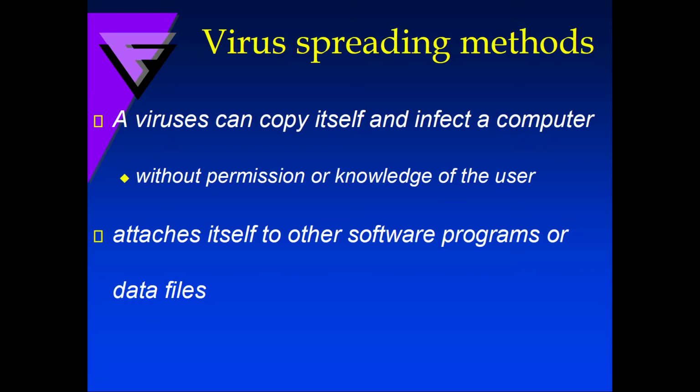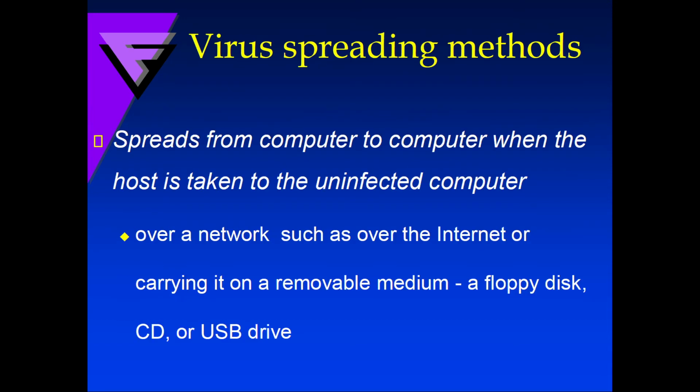Virus spreading methods. Viruses can copy themselves and infect a computer without the permission or knowledge of the user. A virus attaches itself to other software programs or data files, and spreads from computer to computer when the host is taken to an uninfected computer over a network, such as over the internet, or carried on a removable medium, for example a CD or USB drive.